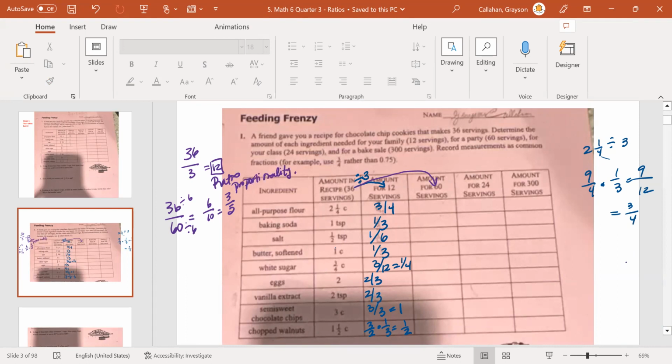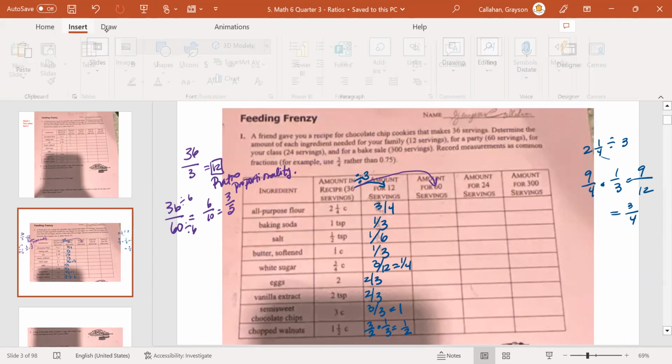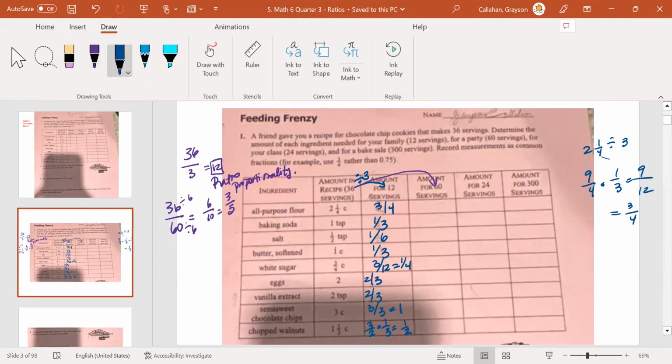Now, this is not what you multiply the 36 servings by to get to the next answer of 60. Because if you take a look at the 36 right here, 36 to 12 is 36 times x equals 12. You see that? This column times one number gives me 12, which is the next column. Divided by 36, x equals 12/36, which is 1/3.